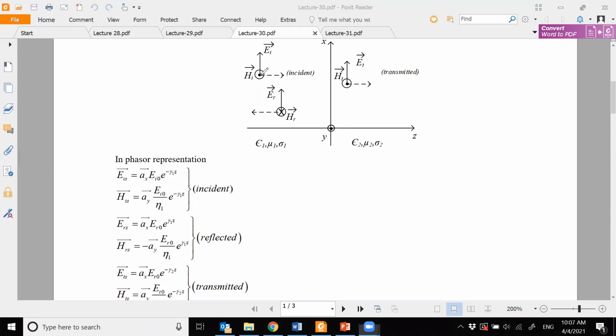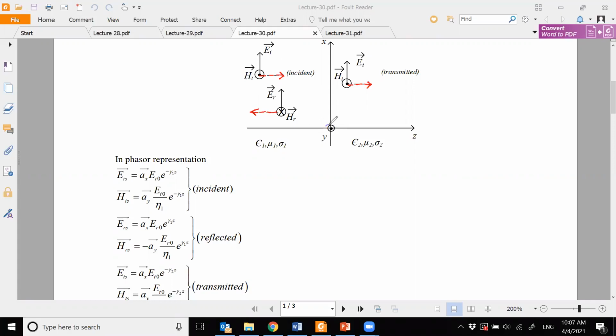This dotted line is my direction of propagation of my incident field. After hitting the boundary, some of it returns back, and some of the electromagnetic wave is transmitted into medium 2. Now, how is the electromagnetic wave? As you can see, this is my incident electric field, and this is its direction. So it has only an x component, and the incident magnetic field has a direction coming out of our screen.